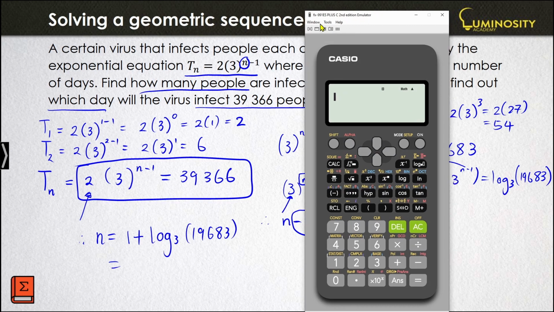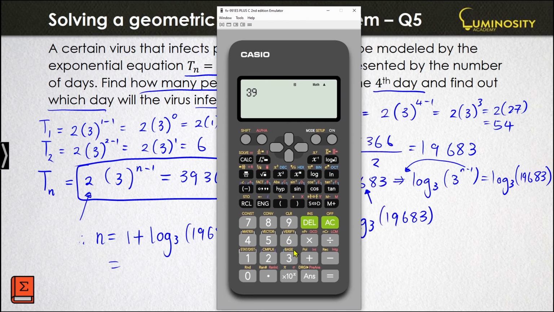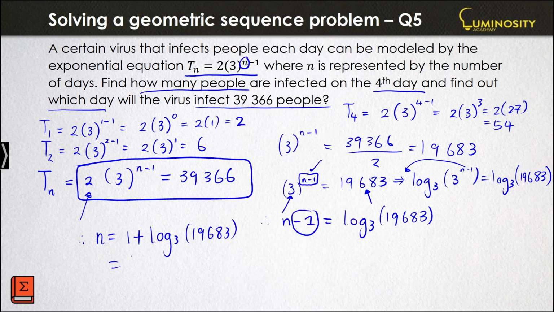So first of all, where did I get that 19,000 from? We took that 39,366 and we divided it by 2. That's where I get the 19,683. Then I want to say log, and you need to use the log where it has the little base at the bottom. So in your base you're going to put 3, and inside the input, you're going to put 19,683. And if you press equals on that, look at that nice number, 9. And then we need to add 1 to that, which is 10. So we get n equals 10. So on which day? It'll be the 10th day.